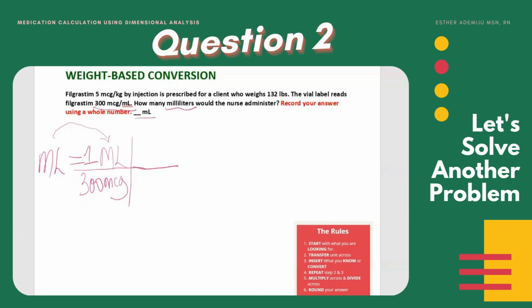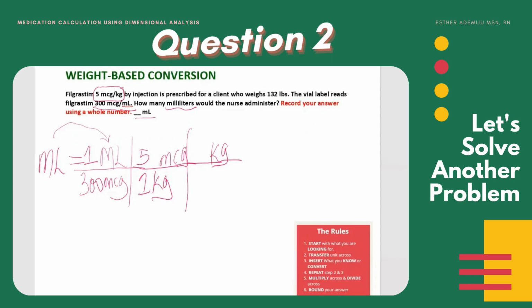Once again, you're going to transfer, because the fourth rule says repeat steps 2 and 3: transfer units across, insert what you know, or convert. So transferring MCG up here, you have to ask, do I know any number that has MCG in front of it? Yes, we do. We have 5 up there, 5 MCG per kilogram. So 5 MCG per 1 kilogram. All right, so the next thing is for us to transfer kilogram up there. We're still repeating steps 2 and 3. So kilogram goes up here.